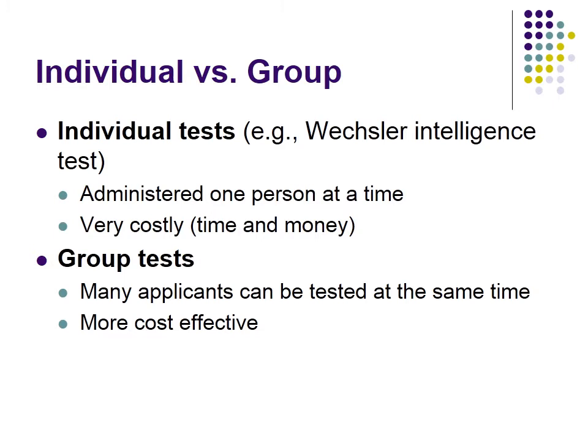A group test simply means that multiple applicants can be tested at the same time, either electronically or physically. So if you can bring a bunch of people in at once and test them equally without having to have direct interaction with each person, with a rater or a trainer or someone that knows how to do the test, that's a group test. They tend to be much more cost effective.